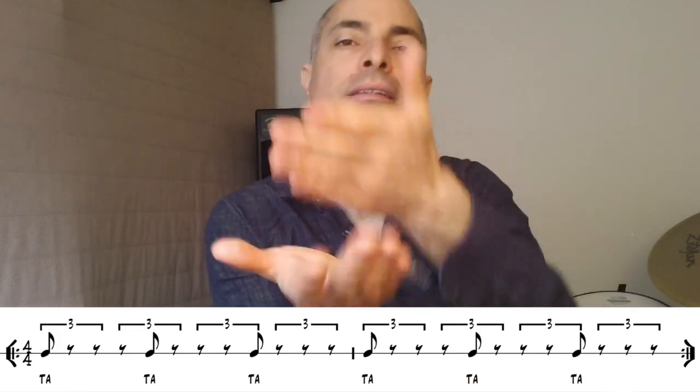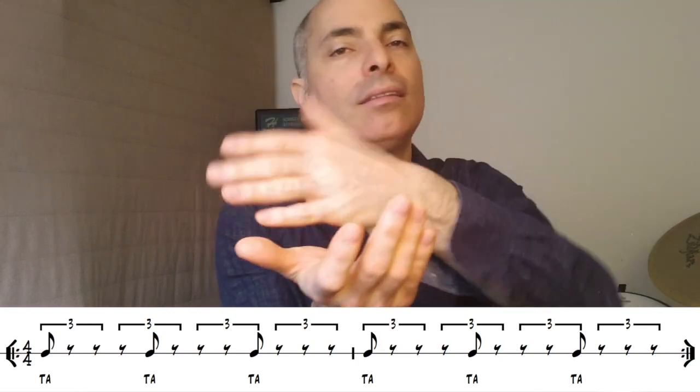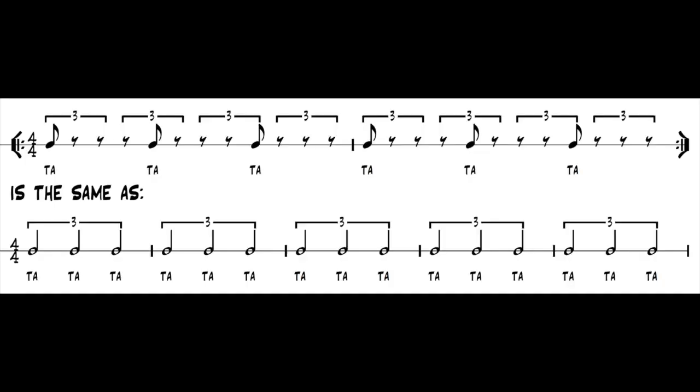We can also completely isolate the ta, the first syllable in every takadimi, like this. Ta, ta, ta, ta, ta, ta, ta. And there you have a half note triplet.